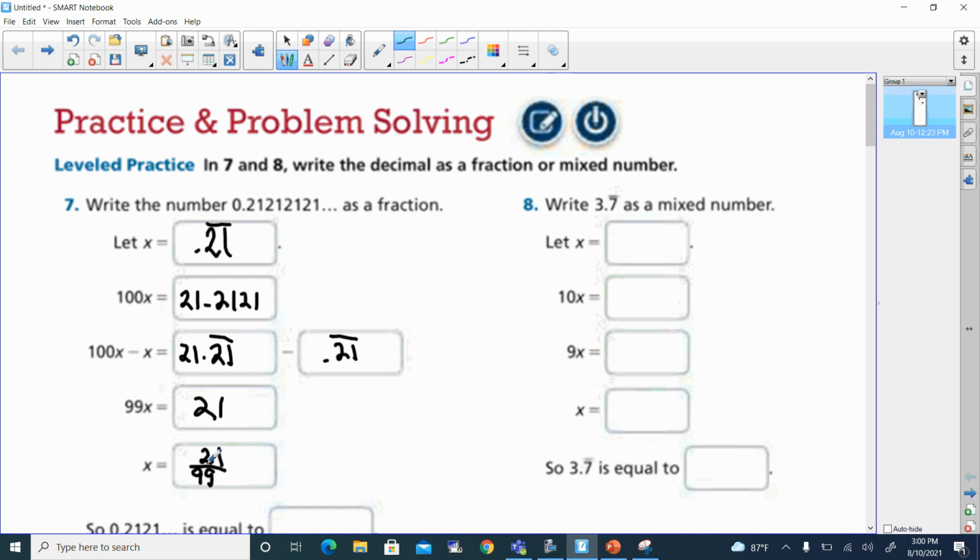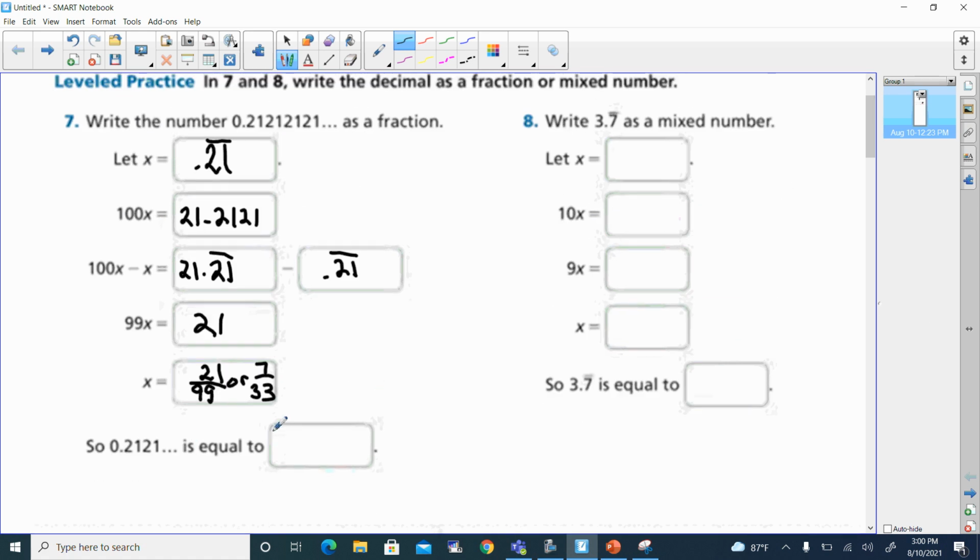By the way, I can see that these are both divisible by 3. If I divide 21 by 3, that'll give me 7. And if I divide 99 by 3, that's going to give me 33. So that tells me that this is equal to either one of these numbers, which would be 21 over 99, but more specifically, if we were looking for a reduced number, we would put 7 over 33.